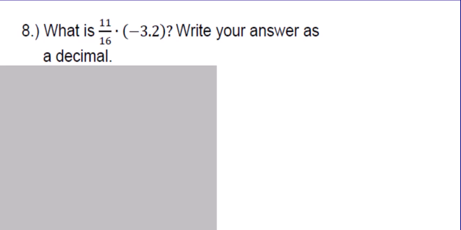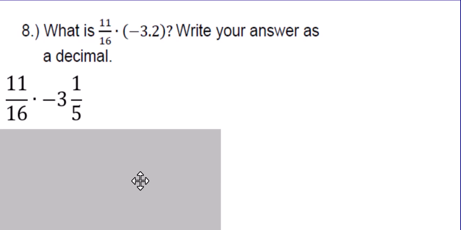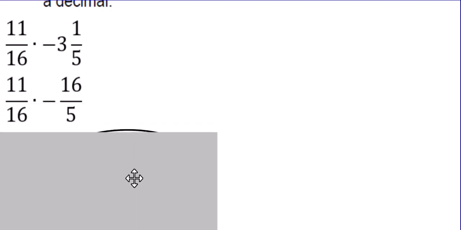So number 8 on that review sheet again says, what is 11/16 times -3.2? Write your answer as a decimal. We'll probably show you both the fraction and the decimal version of that. So we have 11/16, and that's not a common fraction that I'm familiar with, but -3.2 is the same as -3 and 1/5. So it's maybe not a bad idea to write that as -3 and 1/5. Then from there, don't forget when we multiply and divide, we have to make mixed numbers into improper fractions. So -3 and 1/5 is the same as -16/5.